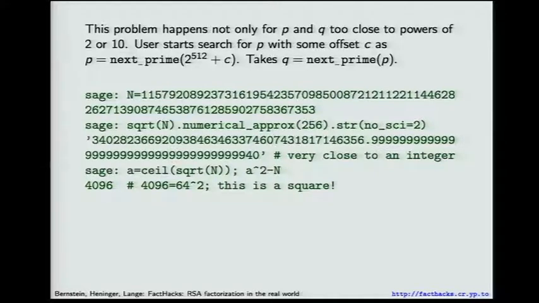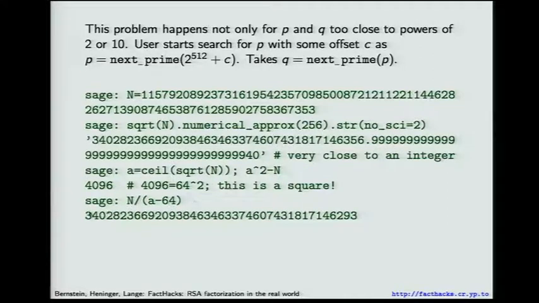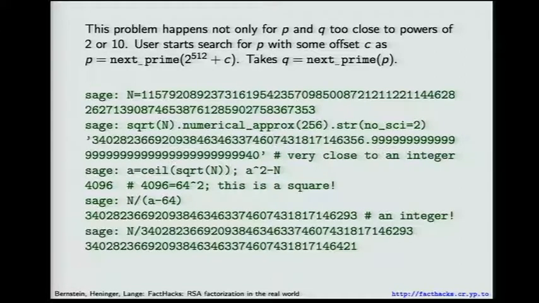So the difference of n and a square is a square. And then I take the 64, take a minus 64 and divide n. It's an exact division, so I found one of the factors. And then there's the other factor. So it doesn't matter whether it's a power of 2 or a power of 10. What matters is that the numbers are too close.